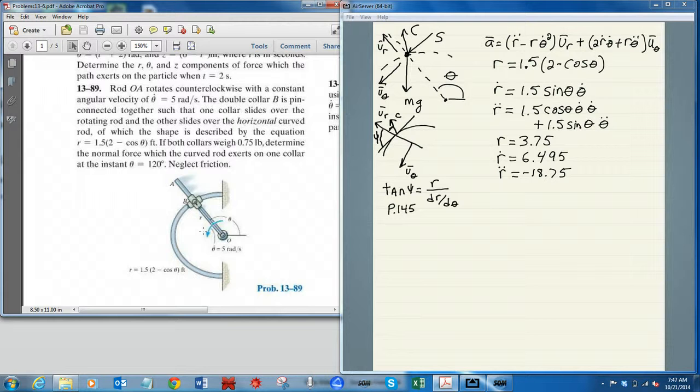First thing we're going to do is find dr d theta, which is not the same thing as the time derivative. All right, so here we go. We're going to come back over here, and we're going to say dr d theta, which is different than the dr dt. It won't have a chain rule. All right, so dr d theta is equal to, looking back on the notes, 1.5 times the sine of theta.